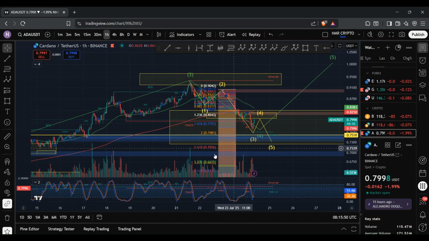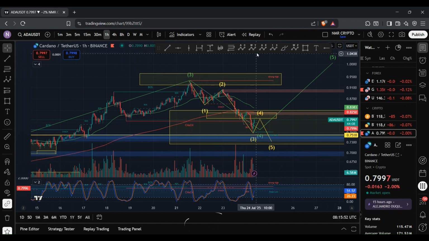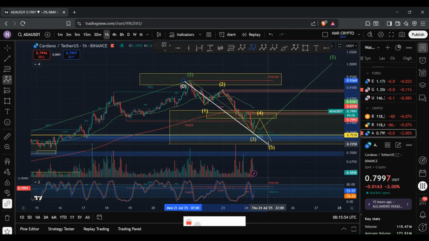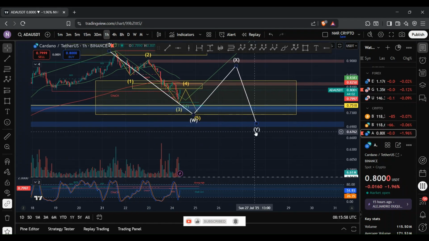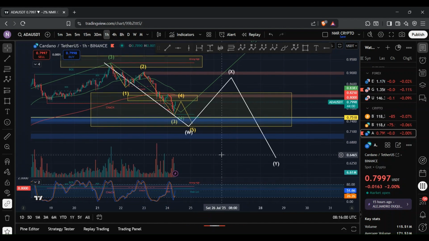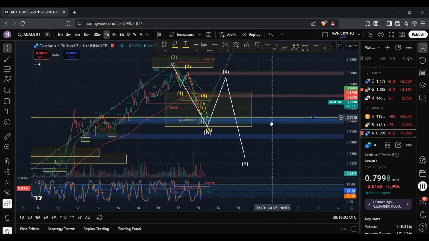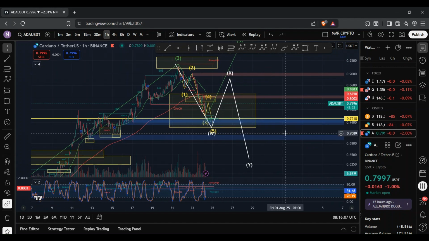And this 5-wave structure could form the wave W, like so. And then we see a corrective move to the upside to complete the wave X, followed by a final push to the downside to complete the wave Y. And so it's possible that we actually breach past the yellow line at around 75 cents, which is something I talked about previously, where I mentioned that this yellow line is a key level of support and resistance.